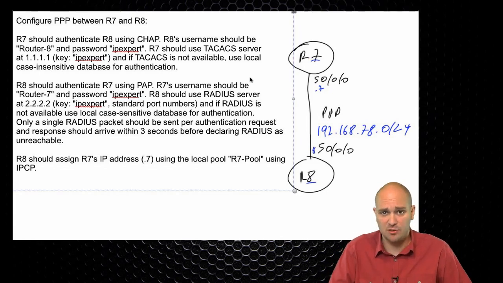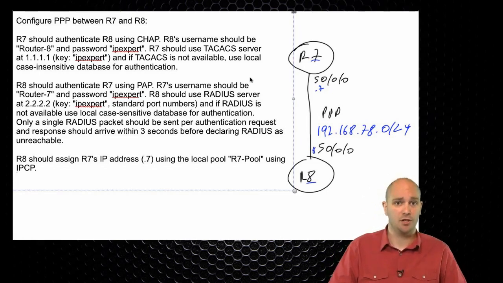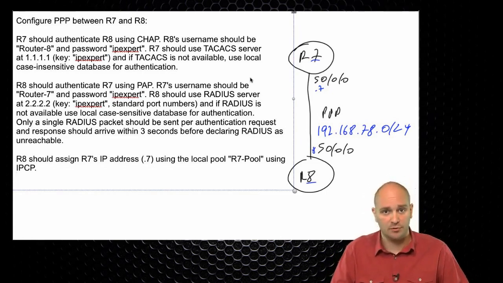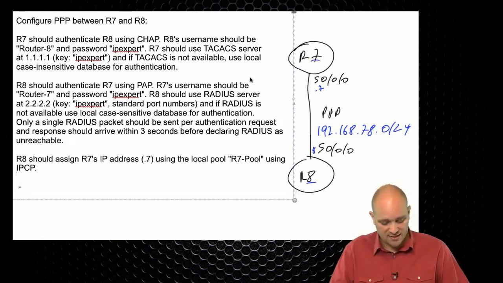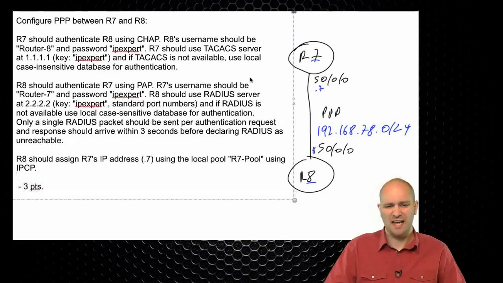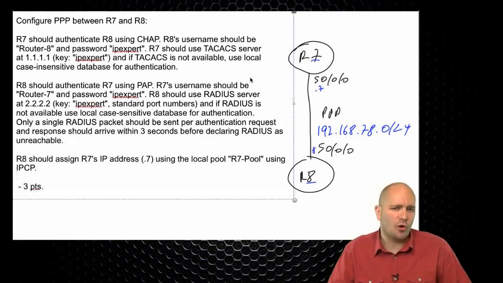And PPP is going to be by far the simplest part here. The more complicated part is going to be configuring all these authentication methods, the fallbacks, and the AAA, and so on. And what you can expect from this task is to be a 3-pointer. So this is 3 points, really 4 if you are very lucky, but this is most likely just a 3-point task.